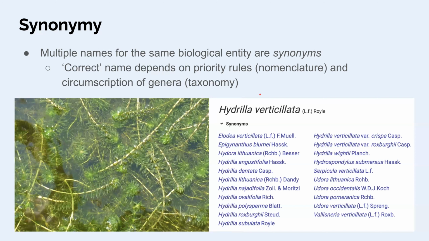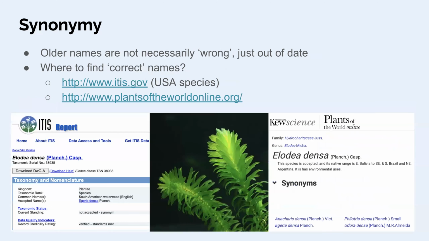So as I have on here, the correct name, and what we consider to be correct, is a combination of the oldest name at the category and somebody's taxonomic decisions about what category it should belong to. So sort of two in one. Both of those work together to establish what the correct name is.